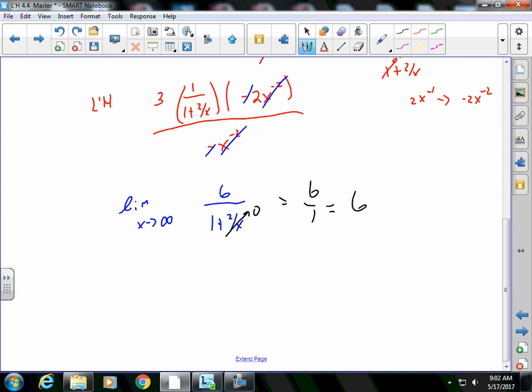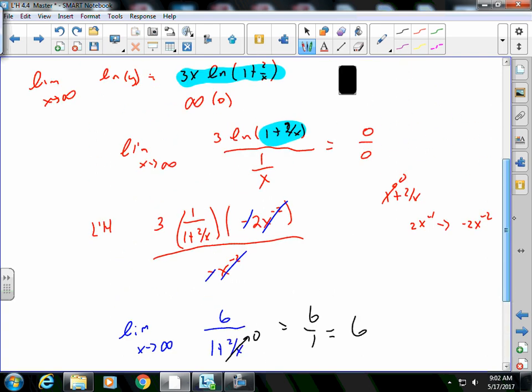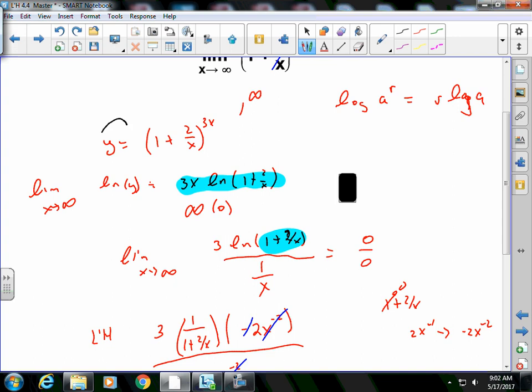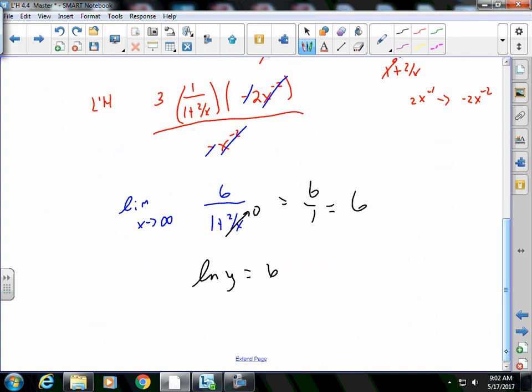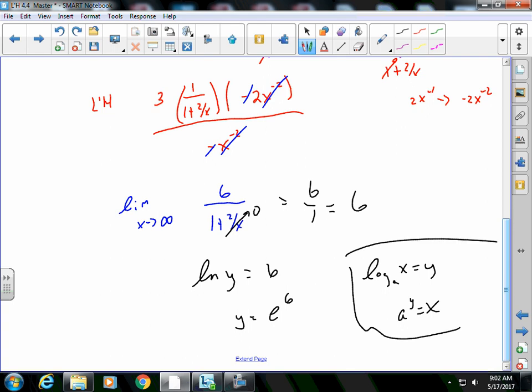But we have to remember that we were saying the natural log of y is equal to 6. I want to know what y is equal to, because that's where we started. Remember, we started all the way up here. So I need to find out what y equals. Well, y is equal to, and I'm going to rewrite this as an exponential, e to the 6. Remember that the log base a of x equals y means a to the y is equal to x. These are things we're supposed to know. So our answer is e to the 6th.